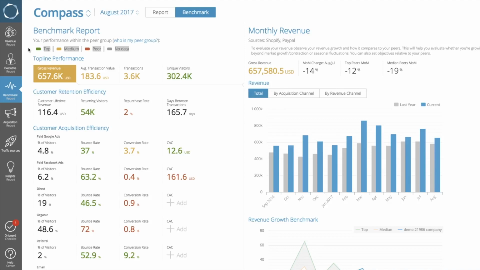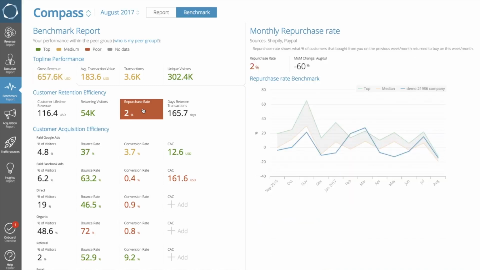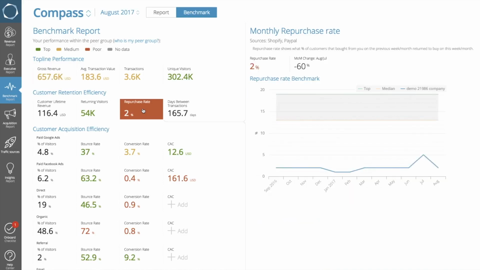Green indicates you're in the top 25th percentile of your peers, whereas red shows that you're in the bottom 25th percentile. For this store, we see that the repurchase rate is red at 2%, and by clicking on it, we can access the graph on the right that shows how repurchase rate has done over time and how it's done relative to its peer group.